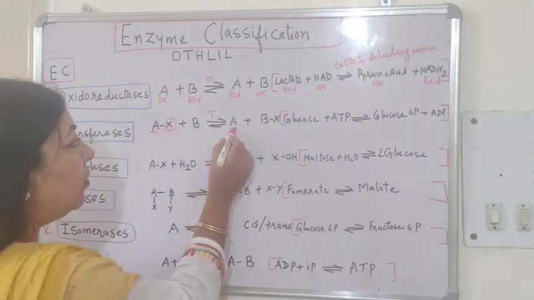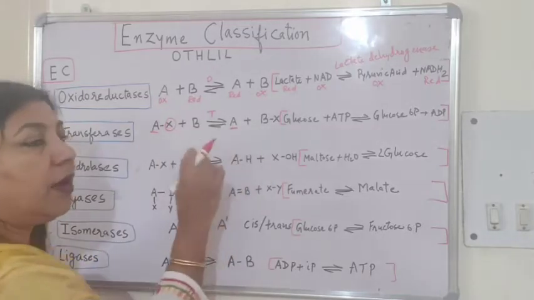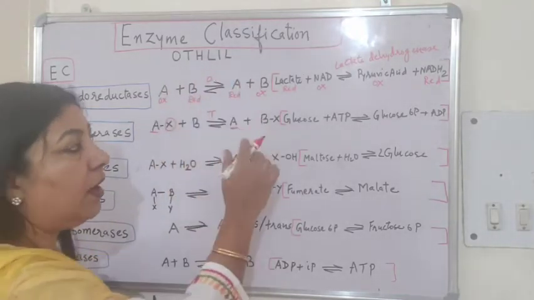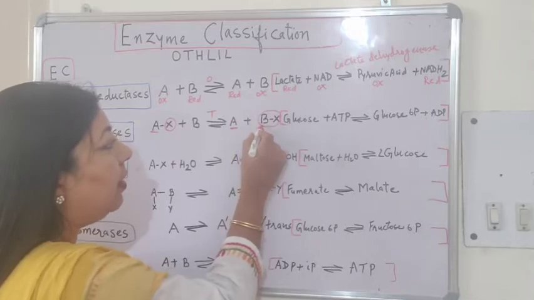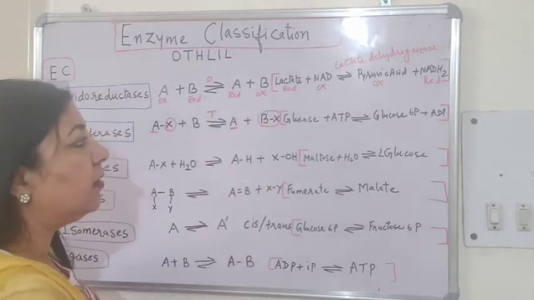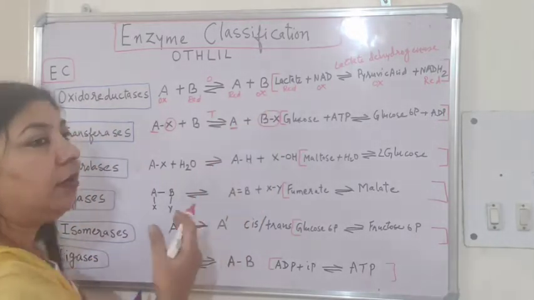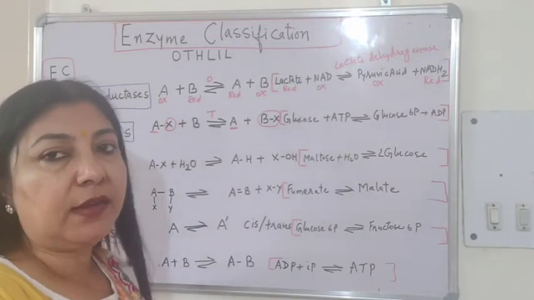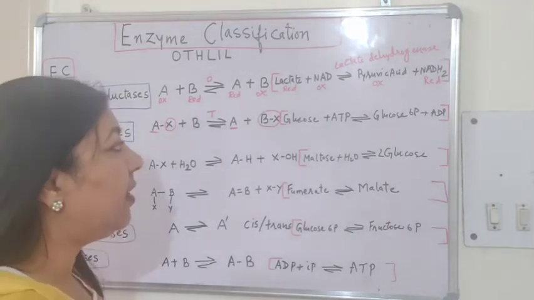So from this A, the X functional group will get removed and it will get attached to the next substrate, BX. Okay, so this is how transferases catalyze the reactions. Let us see some example.